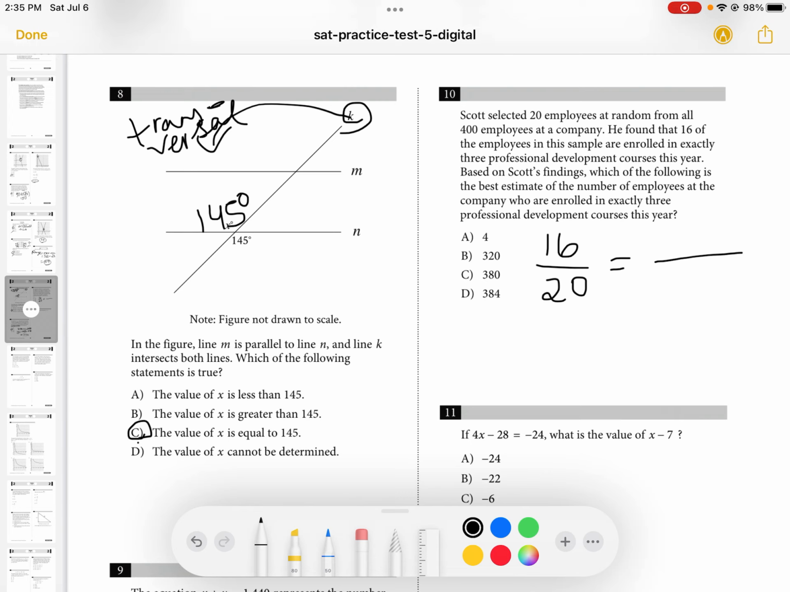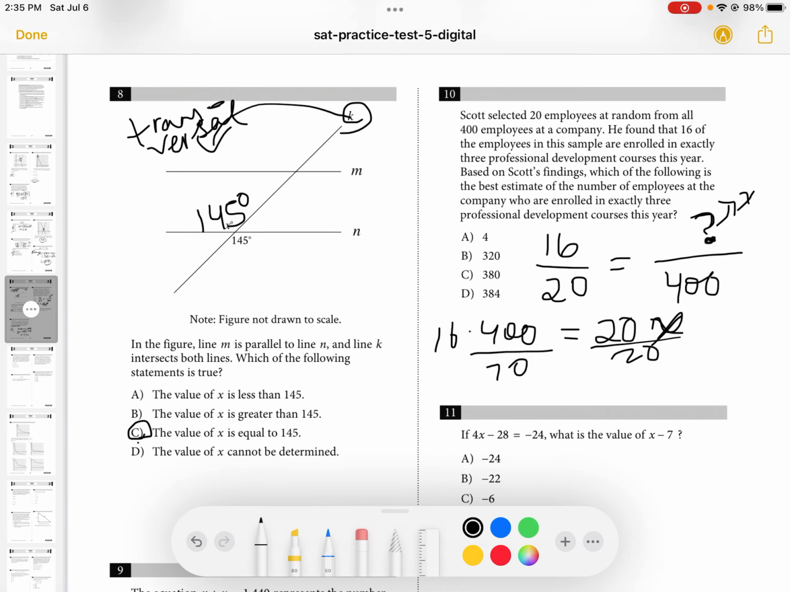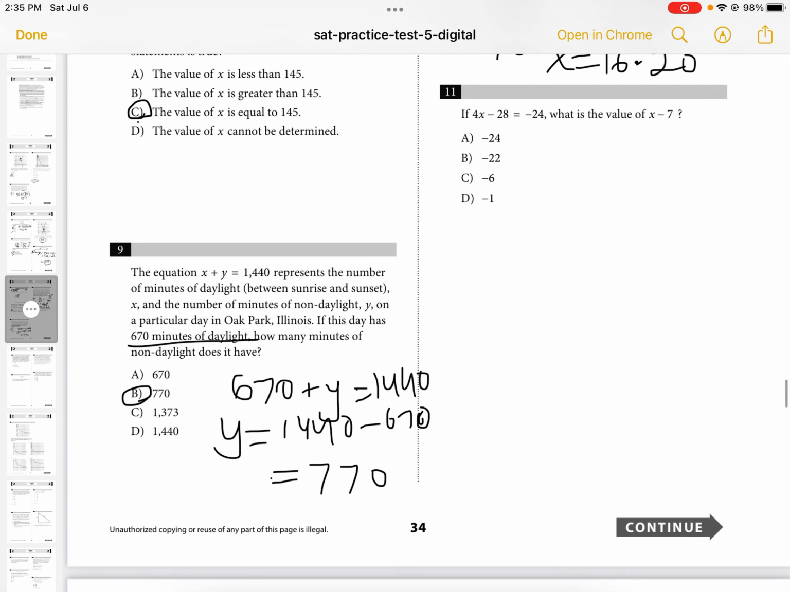And then we have our total population of 400. So now we want to know what the expected value of the number of people who took 3 courses is, right? So I'm going to call this x. So we know 16 times 400 is equal to 20x. Divide both sides by 20. We get x is equal to 16 times 20, which is 320. That's our answer. Alright, number 11.